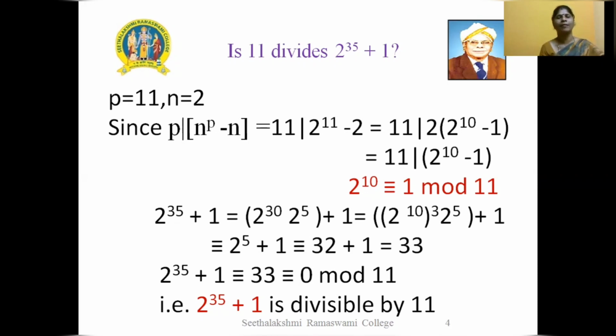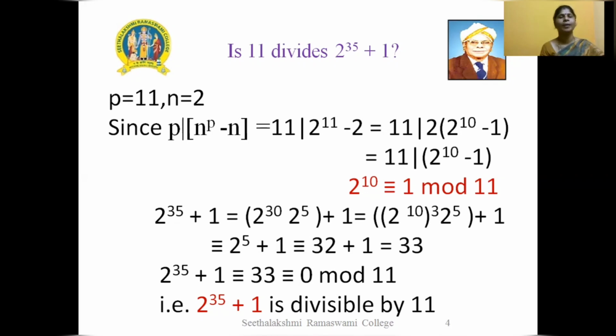That implies 11 divides 2 into 2 power 10 minus 1. Here, 11 divides the product of 2 and 2 power 10 minus 1. But we know that 11 doesn't divide 2. But 11 divides one of the two factors. Therefore, 11 divides 2 power 10 minus 1. It can be written in congruence format as 2 power 10 congruent to 1 modulo 11.